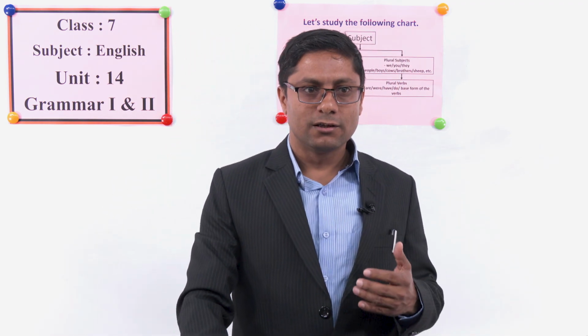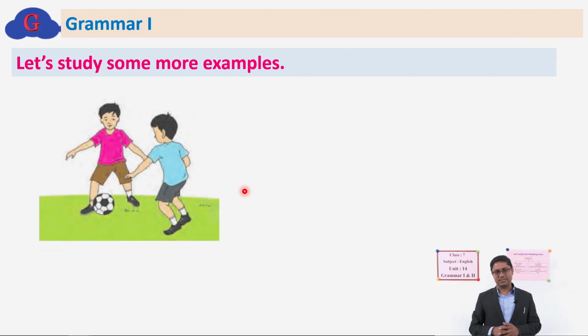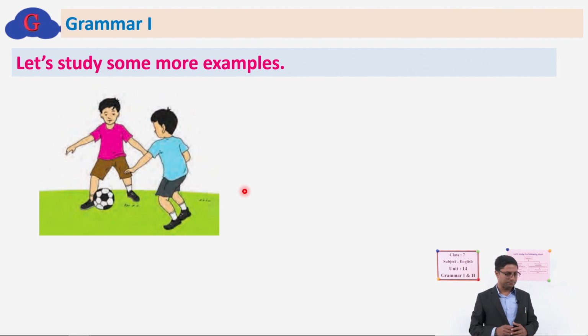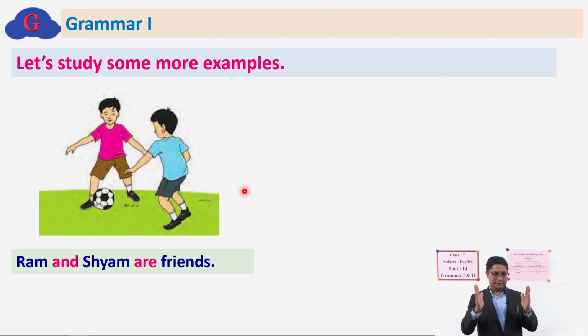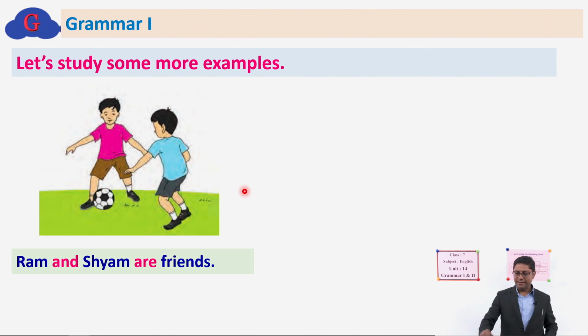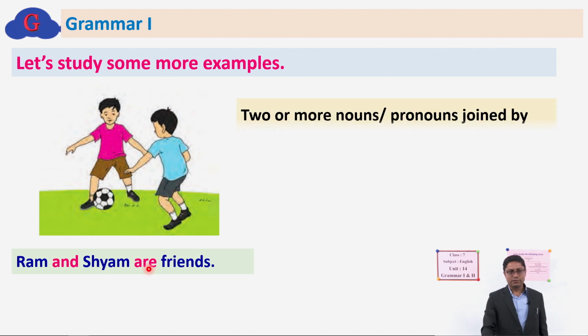Dear students, let us move ahead with some more examples. Okay? Let us see some more examples. Please look at the screen there. So, see there, you can see two boys playing in the picture. So, Ram and Sam are friends. See there, Ram is one person, Sam is one person. But these two subjects are joined by and. Do you see? And is there. It joins Ram and Sam. So, we have used the plural form of the verb, that means are.